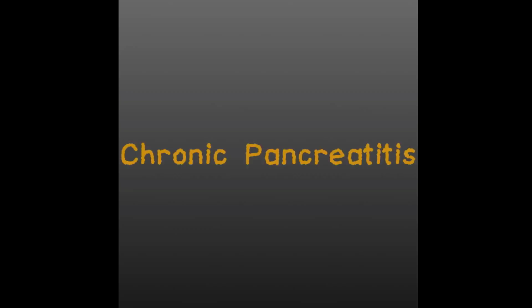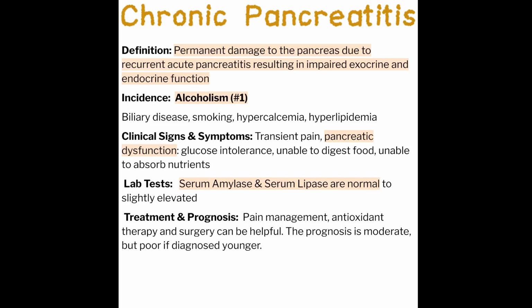Switching over to chronic pancreatitis then, we're going to define chronic pancreatitis as permanent damage to the pancreas due to recurrent acute pancreatitis resulting in impaired exocrine and endocrine function. So as most of our chronic diseases present, it usually has to do with having a long-term acute disease. So we talked about chronic cholecystitis happens after many bouts of acute cholecystitis. Chronic pancreatitis is the same idea. Lots of bouts of acute pancreatitis. The more often you damage something, the more likely the organ will permanently remain damaged.